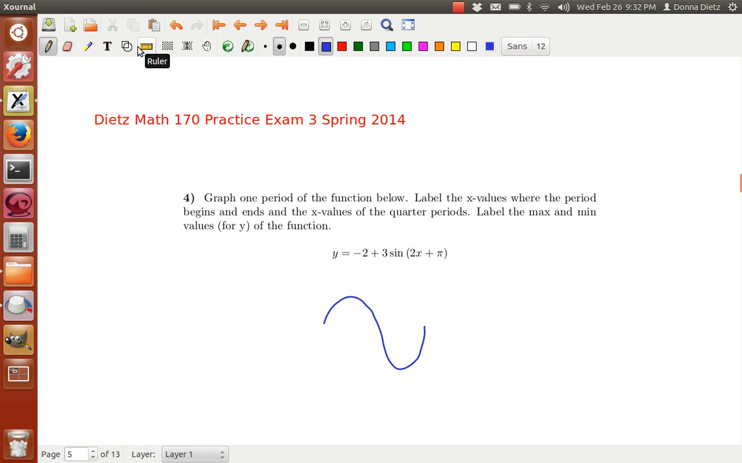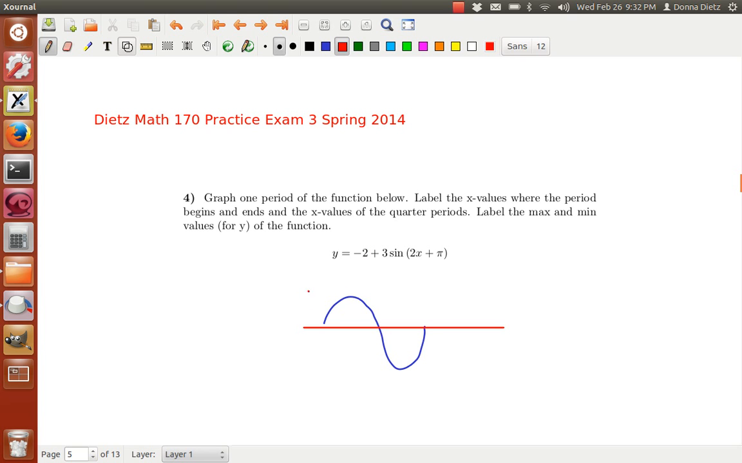It says graph one period. You can always do one or more. Okay, so I'm going to try doing it one way, and then I'll show you the other way. So I'll give you a couple options this way. So if you just have a sine function like this, you have 3 times sine of something, and it's minus 2.